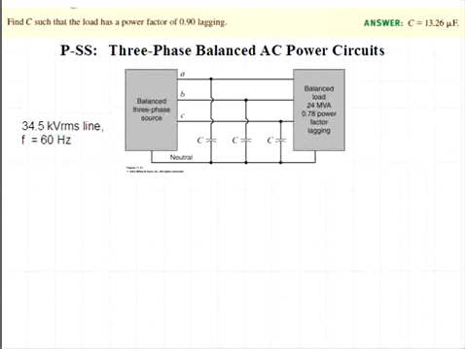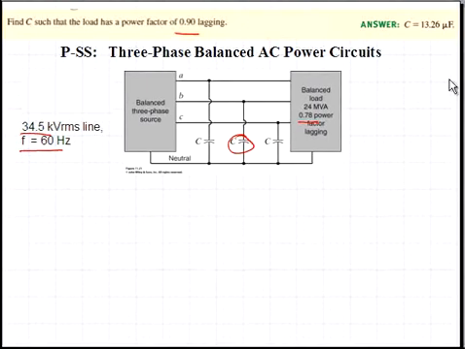In the problem statement, we are to determine the value of the capacitors C in this balanced load system such that the load power factor is improved from 0.78 to 0.9 lagging. Some information given about the system is that we have a 34.5 kilovolt line-to-line voltage. The frequency is 60 hertz. The total apparent power absorbed in the balanced load is 24 megavolt amperes.